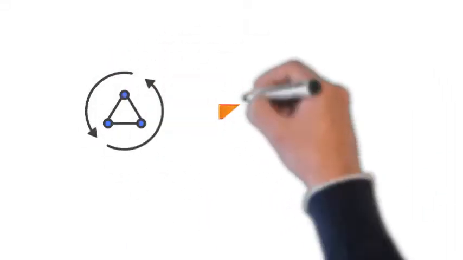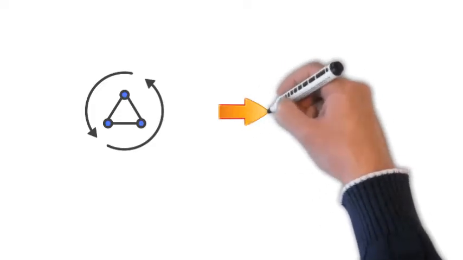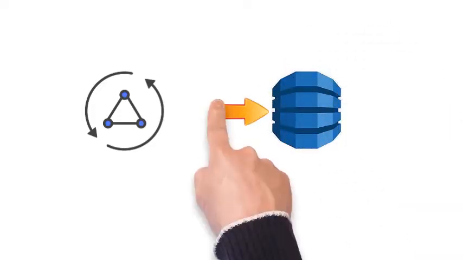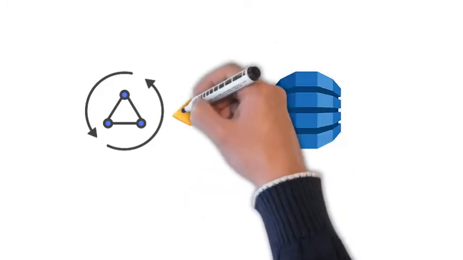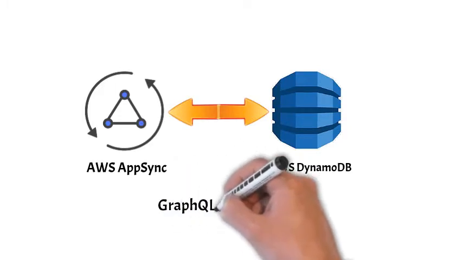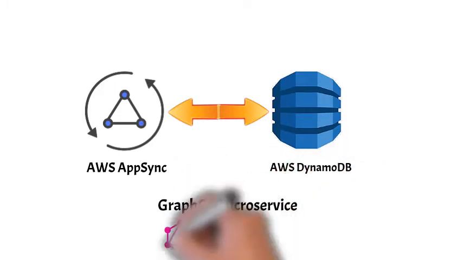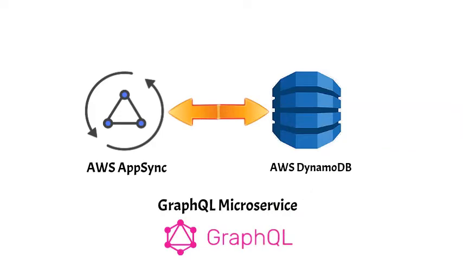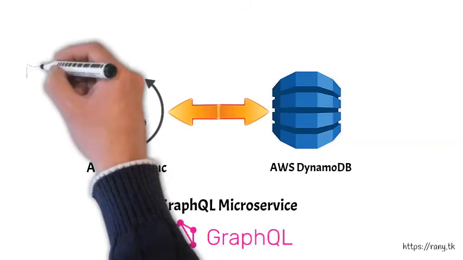Hello, everyone. Before we start building GraphQL microservices, I would like to give a quick introduction to understand how to build it and the components to build it. I'll start with AWS AppSync and DynamoDB. So this is the GraphQL microservice that you see in front of you. It consists of AWS AppSync and it talks to the DynamoDB.